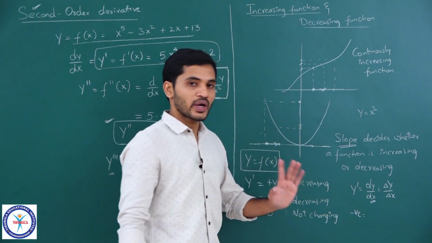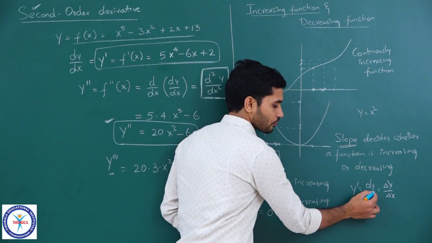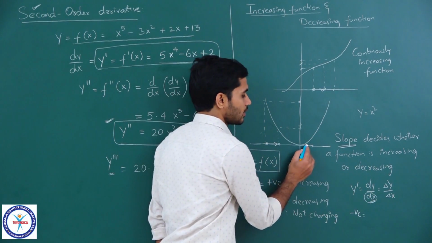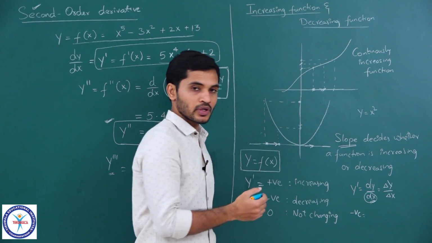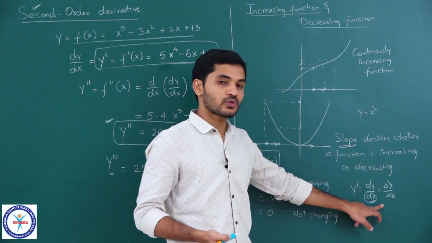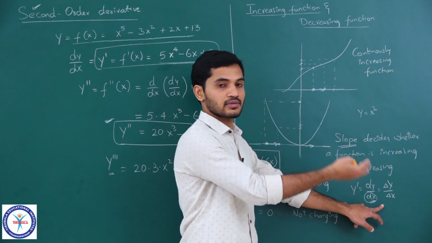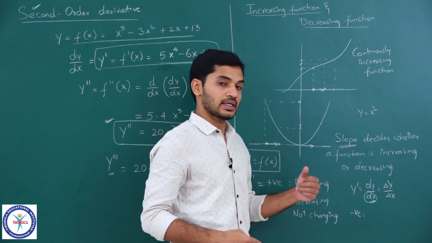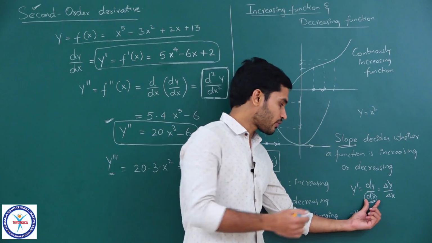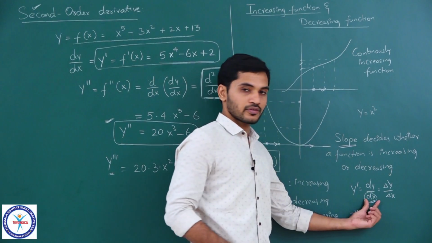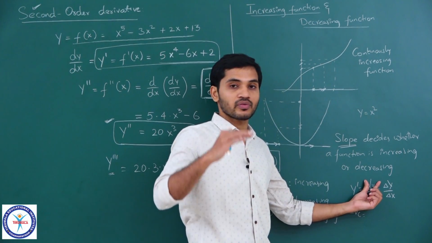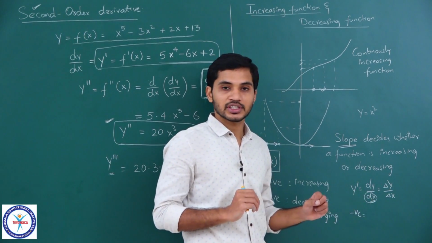For y dash to be negative, let us say I am keeping dx as positive, which means I am increasing x. If I am increasing x, dx is positive because dx means what? Change in x, final x minus initial x. So, when I increase x, this is positive. When this is positive, how can this become negative? Only when dy is negative. And when is dy negative? When y decreases. You understand what I am saying?